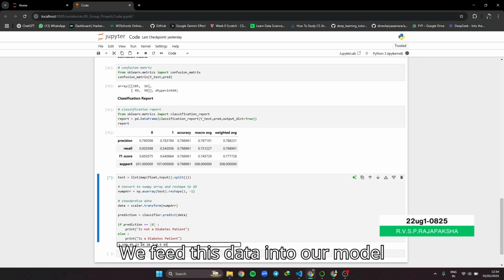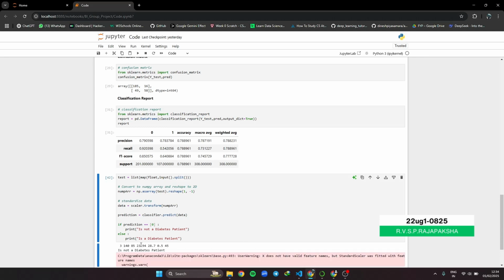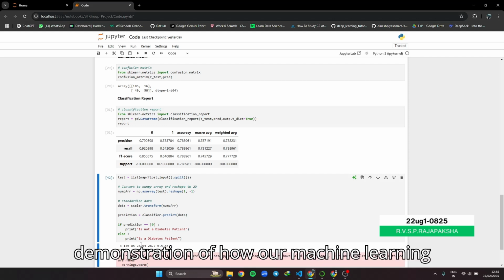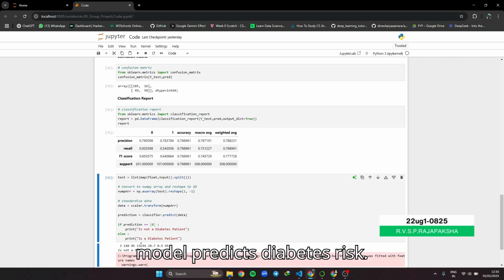We feed this data into the model and here's the result. The patient is predicted to be non-diabetic based on the analysis. And there you have it, a quick demonstration of how a machine learning model predicts diabetes risk.